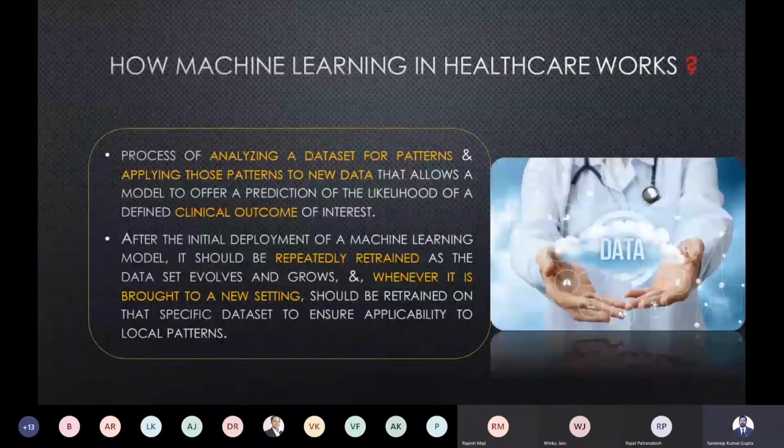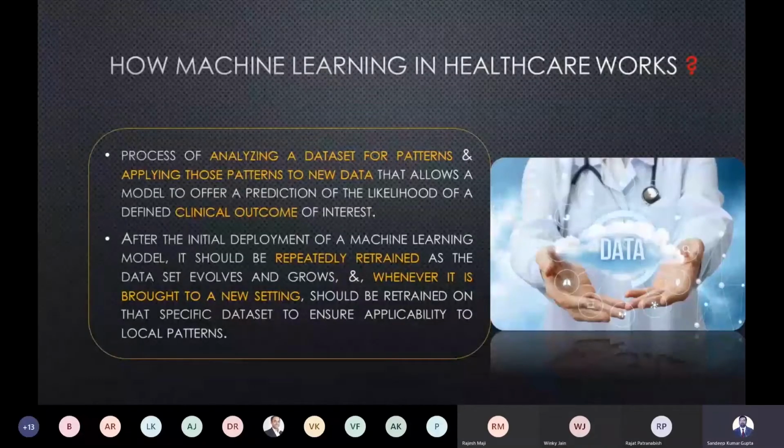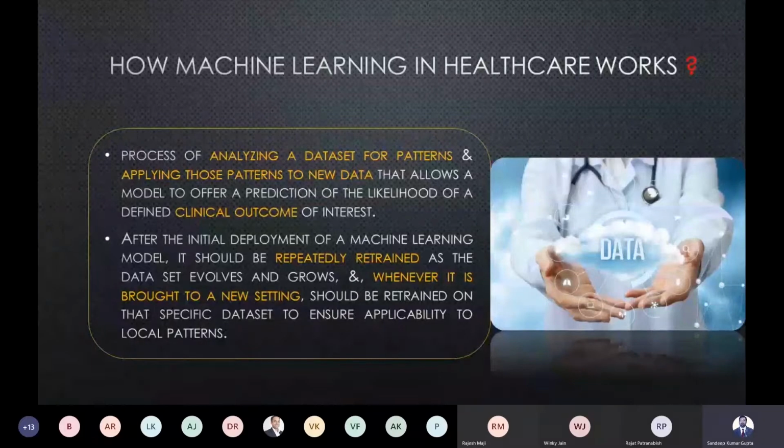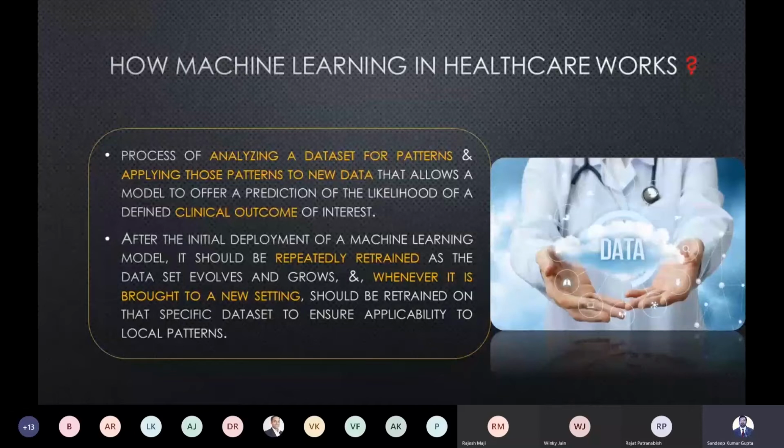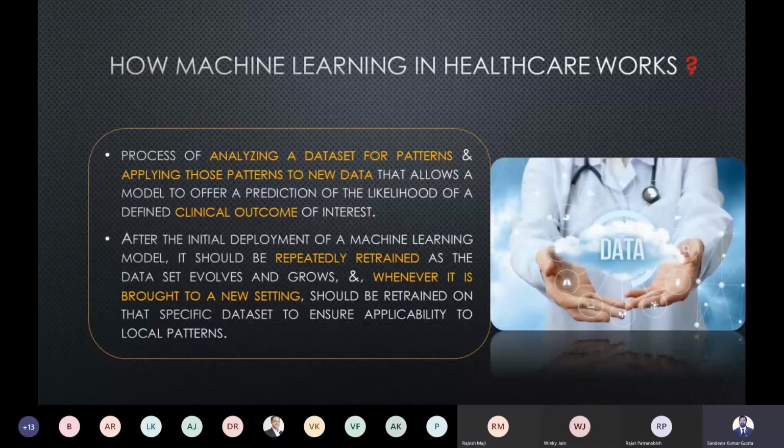Because the context is different. Maybe the demographic profile, genetic profile of the patients might be very different. So there might be different values of parameters in our model. So we need to retrain our model in order to calculate maybe some different values for our parameters, right? On the basis of which we predict the outcome, right?